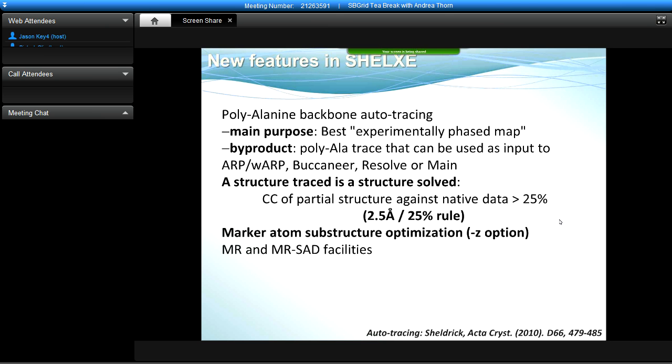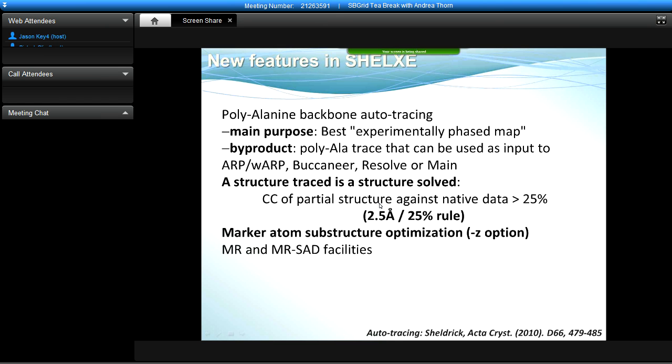A byproduct is that you get a polyalanine trace that can be used as an input for Bor, Buccaneer, Resolve, or Main. So this is not a tracing program. It's a density modification program, and we try to get you the best phases. Please use a program for automatic model building if you want to do automatic model building. However, we found out that the structure traced is a structure solved, and that is very, very, very handy.